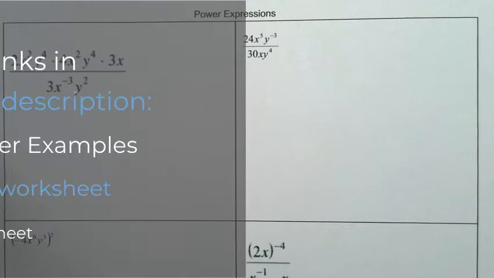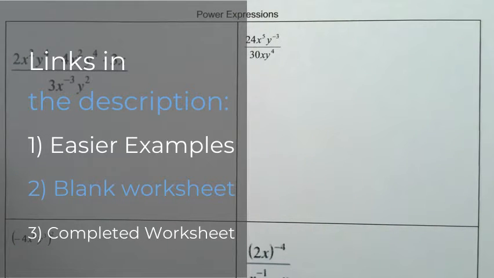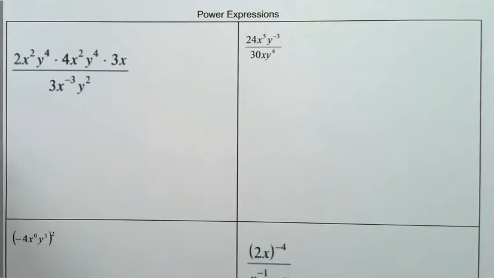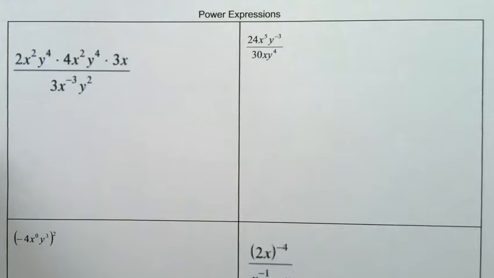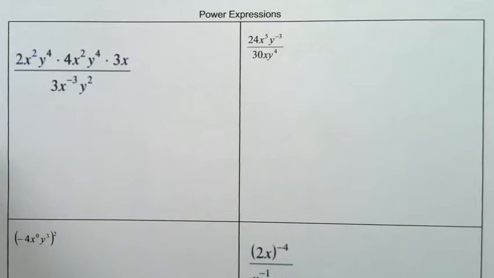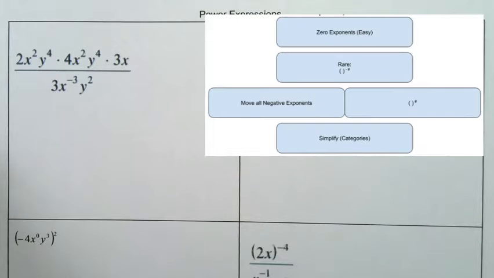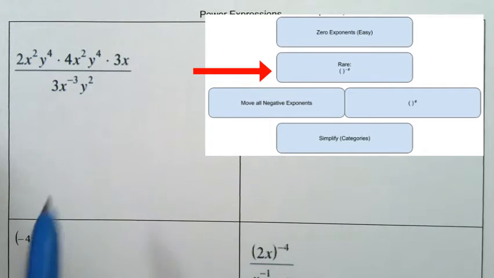Here I want to talk to you about some examples when they get a little more tricky. So the first thing we're going to look for is any zero exponents, because that's the easiest thing. If I see any zero exponents, I just cross it out. In this case, I see none. The next thing I'm looking for is the rare case where I see some parentheses with a negative. I don't see any parentheses, so I could skip all those directions.